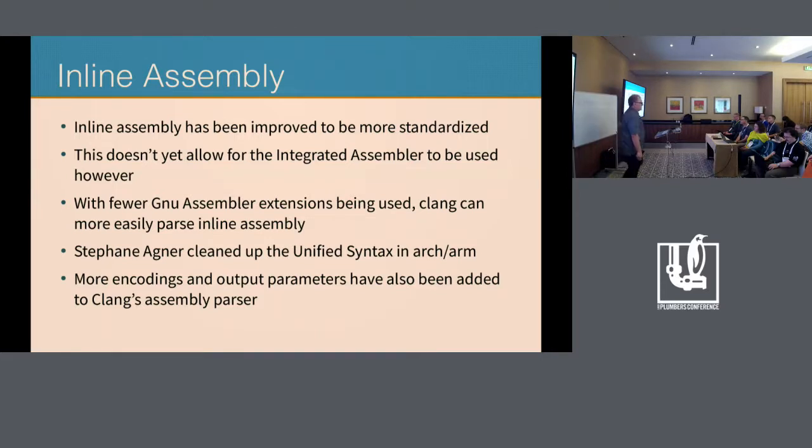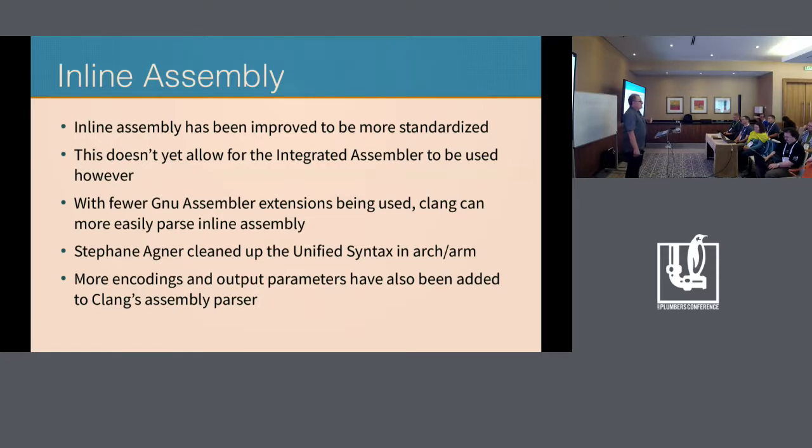The next one is inline assembly, and there's two levels of inline assembly with Clang. First, Clang needs to be able to parse inline assembly, whereas GCC is largely passed the assembly verbatim, so it doesn't have to understand it. Clang actually has to understand any inline assembly before it passes it off to the assembler, whether it is an external one or an internal one. And some of the formatting that was used was specific to the GNU assembler. The problem was that a lot of those things were extensions, and extensions that were not a part of any kind of standard.